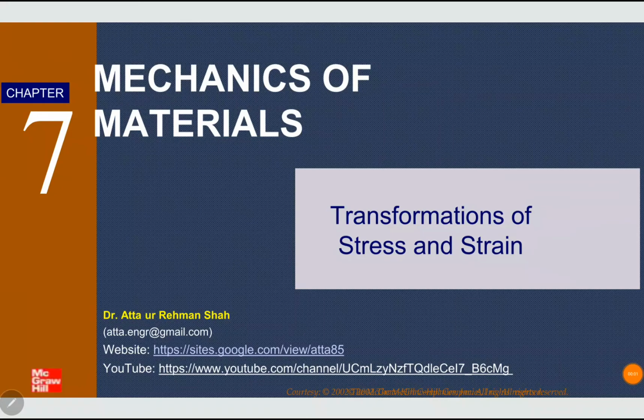Hello, this is chapter number 7 from the textbook of Mechanics of Materials by Mohr and Johnston. The title of the chapter is Transformations of Stress and Strain. Before this, we have studied the basic stresses and strains, normal stresses, normal strains, and axial loading, torsion, bending from chapter number 1 to chapter number 6.